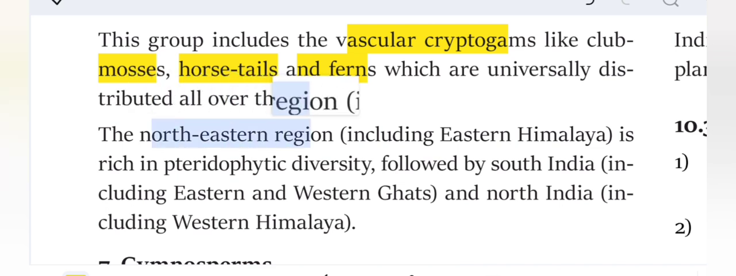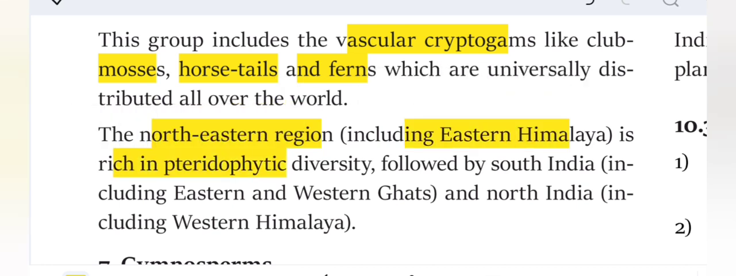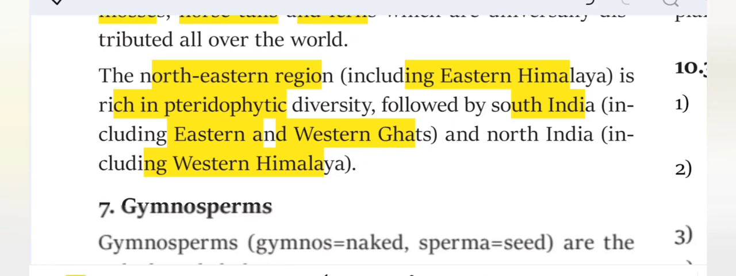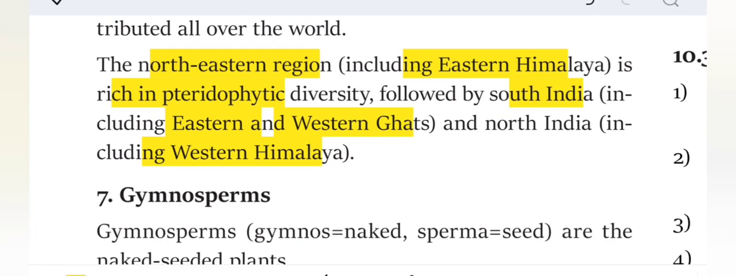The northeastern region, including eastern Himalaya, is rich in pteridophyte diversity, followed by South India, including eastern and western Ghats, and North India, including western Himalaya.